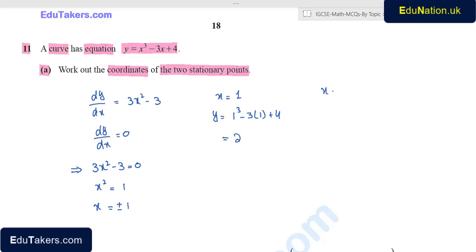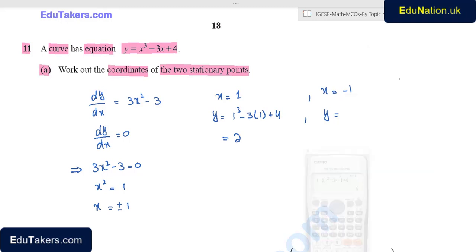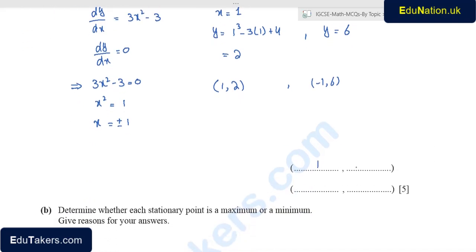And at x is equal to minus 1, y is equal to minus 1 cube minus 3 multiplied by minus 1 plus 4, which is 6. So coordinates are 1, 2 and minus 1, 6.